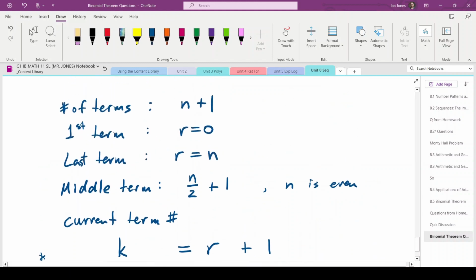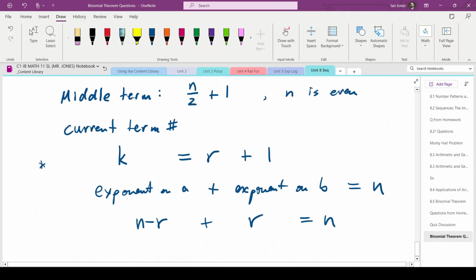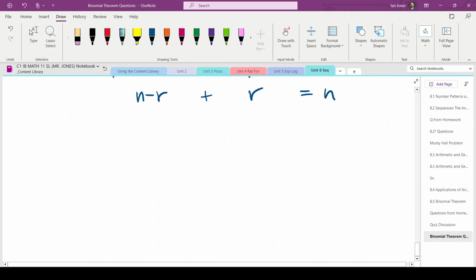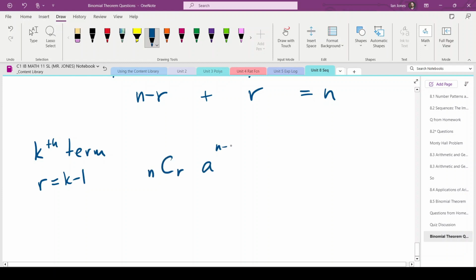Okay? Then the last essential piece is the formula for the kth term. So if you have the kth term in the sum, then we're saying that r, of course, is k minus 1. R is 1 smaller. And the kth term will be n choose r, always, a to the n minus r, b to the r, right? Where r is k minus 1.